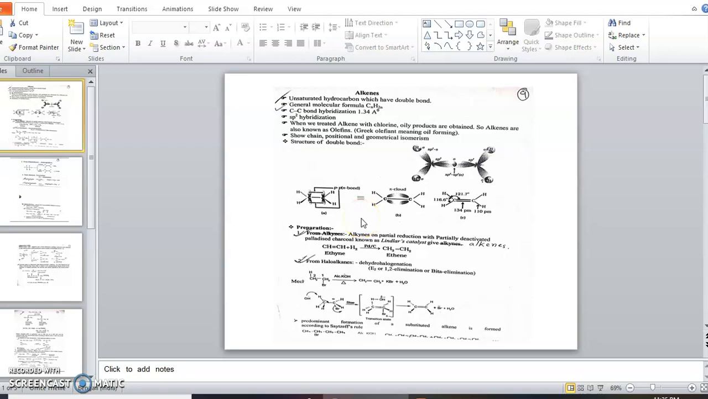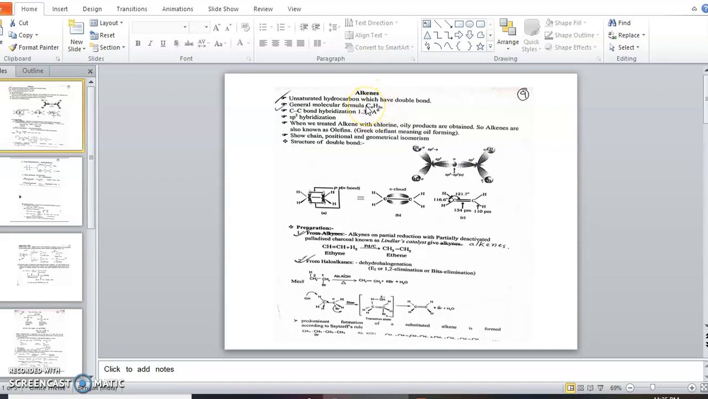Good afternoon, students. So today we will be discussing alkenes. In the last chapter, the last segment was the alkane part, which was called saturated hydrocarbon, and now we are talking about alkene. Now let me discuss the general molecular formula. What is the general molecular formula of alkene? The general molecular formula of alkene is CnH2n.